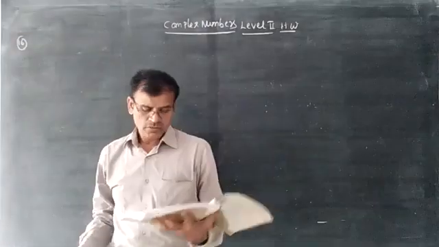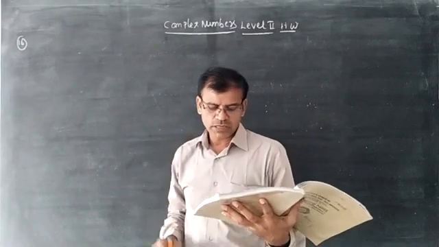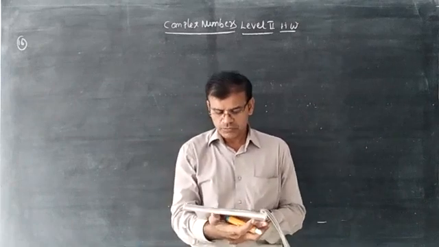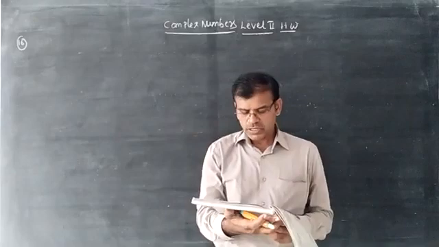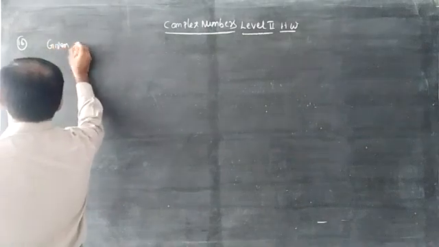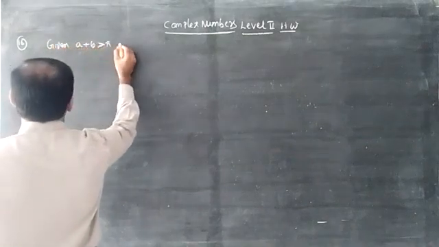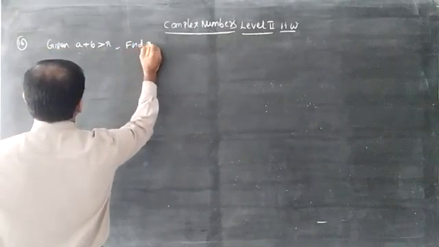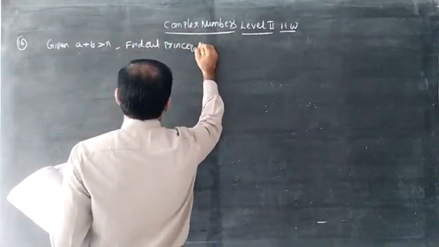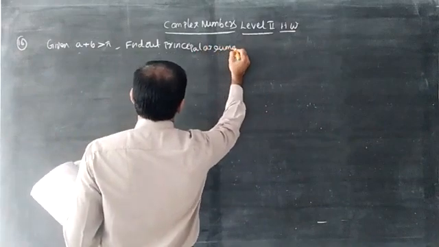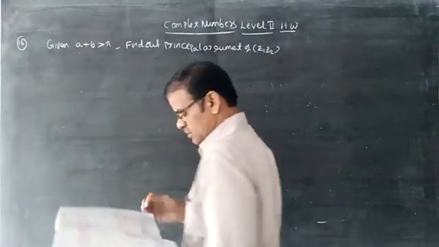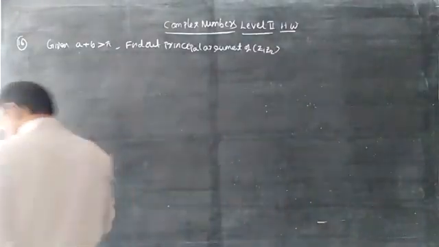If Z1, Z2 are two complex numbers with A and B as their principal arguments, so A is the argument of the complex number Z1 and B is the argument of the complex number Z2, such that A plus B is greater than pi, then find the principal argument of Z1 into Z2. Given A plus B greater than pi. So we should find out the principal argument of Z1 into Z2.